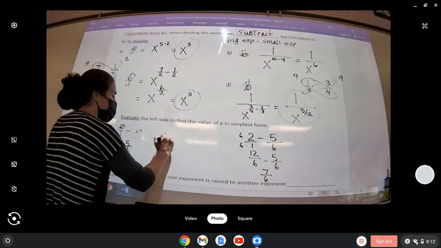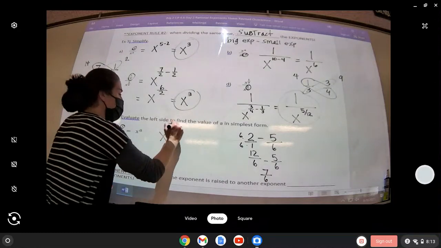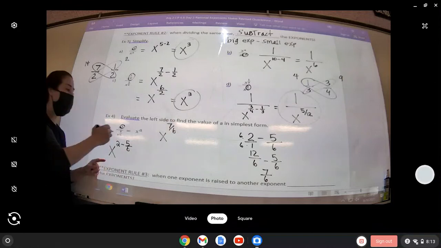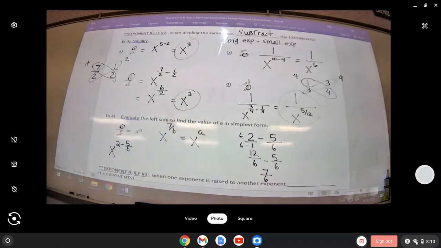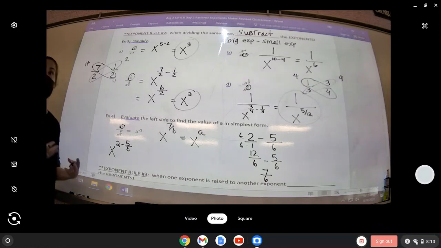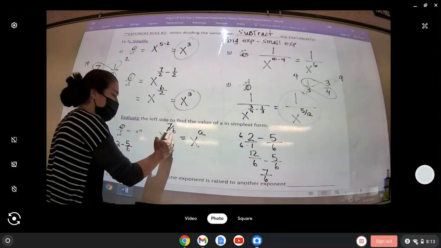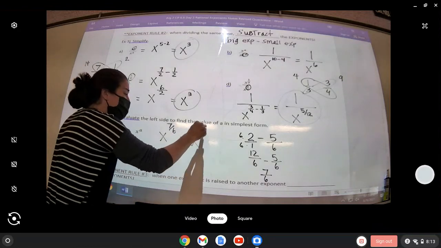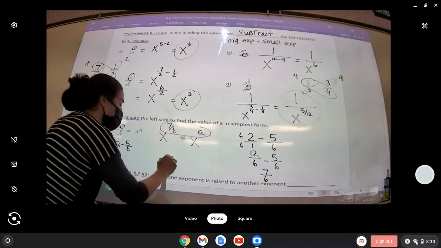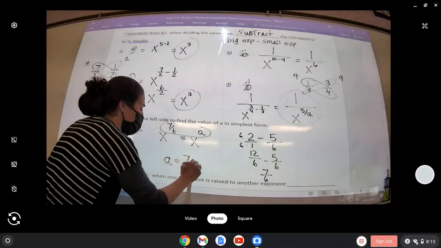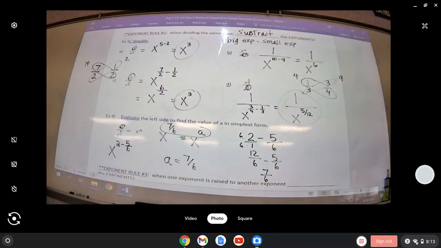So guys, this is going to become x to the 7/6 power, and it's back on the top, and that's what equals x to the a. So now, in order to make this statement true, what does a need to be? Well, if x to this power equals x to the a, a needs to be an exponent of 7/6. So now your answer is just the exponent 7/6. Everybody see the difference? Go ahead, Keith.